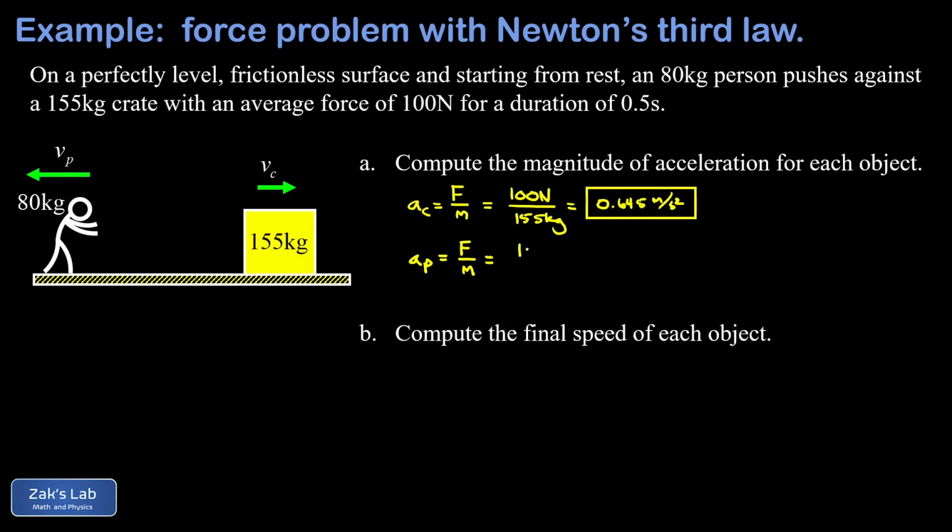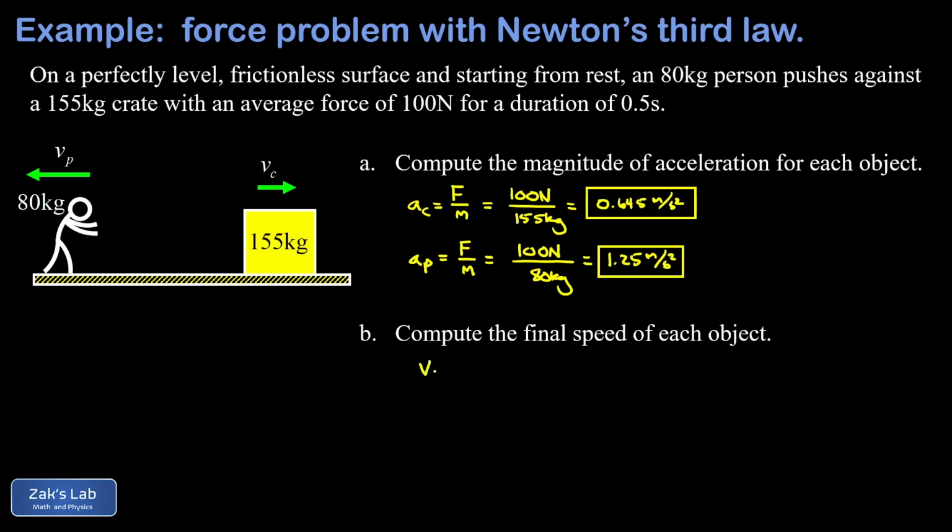So I'm just going to call this a 100 Newton force on the person, even though it pushes to the left. And the person's mass is 80 kilograms. And when we run the numbers on this one, we get 1.25 meters per second squared. So now in part B, we want the final speed of each object, and we can just approach this with the basic kinematic equation describing velocity as a function of time.